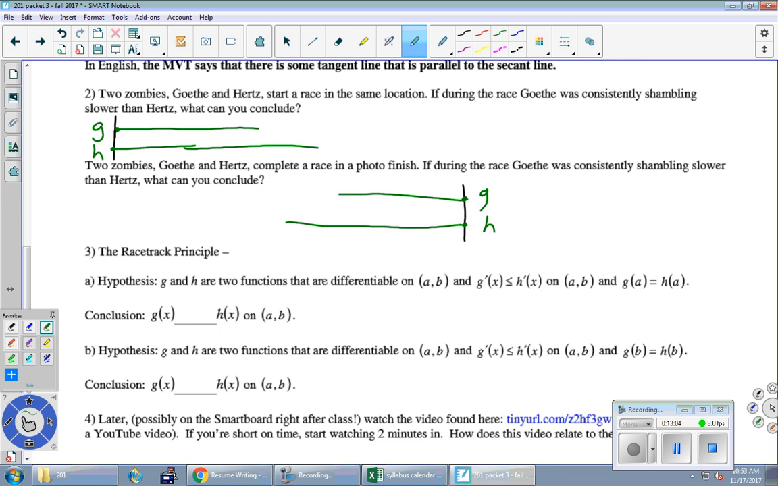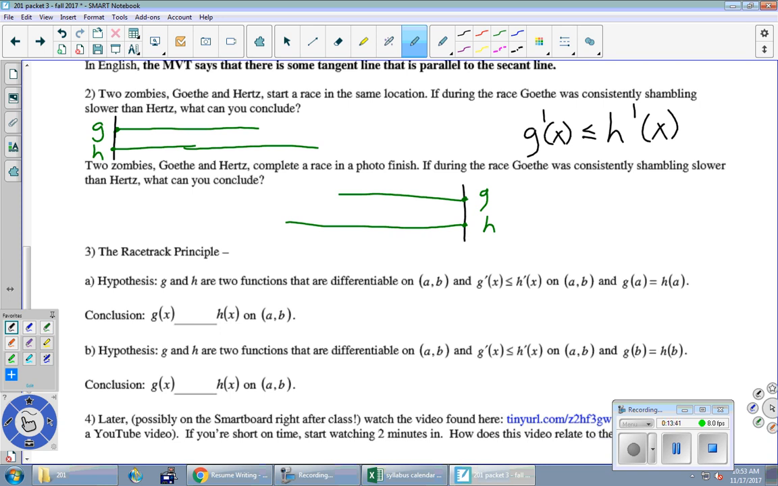All right, let us translate all this zombie stuff into functions. To say that Goethe is slower, well, let's see. That feels to me like a rate of change. So what symbol am I putting in between here? If G prime represents Goethe's speed and H prime represents Hertz's speed, if Goethe is always slower, less than, yeah? Slower. I'll put an equal, like maybe they are the same speed. That's not what the zombie thing says, but in our theorem, it's going to be a less than or equal to.